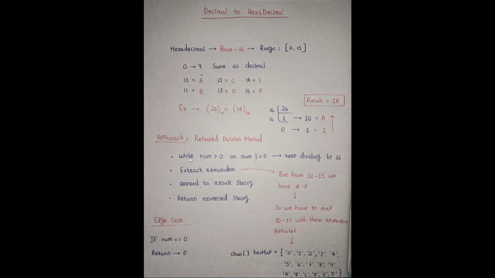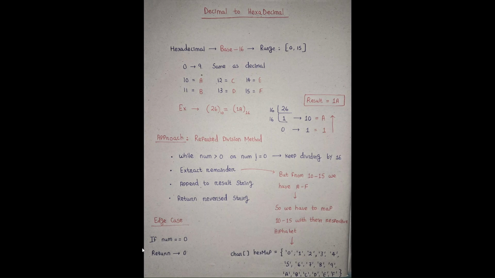So what will be our approach? Our approach will be exactly the same as the previous videos. We have to continue dividing until the number is greater than 0, or the number is not equal to 0. We have to keep dividing by 16, extract the remainder at every iteration, then append the remainder to the result string, then return the reversed string because we need the reversed string as our result. So what is the edge case? Like every other problem, the edge case is when the number is equal to 0. In that case, we don't have to run any loop. We simply return the result, that is 0.